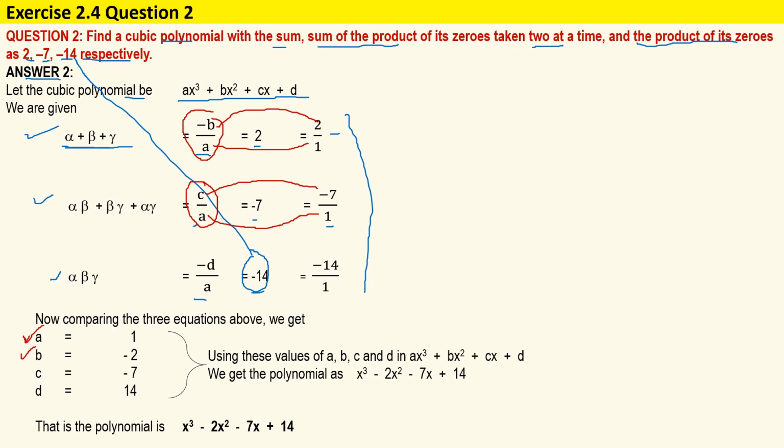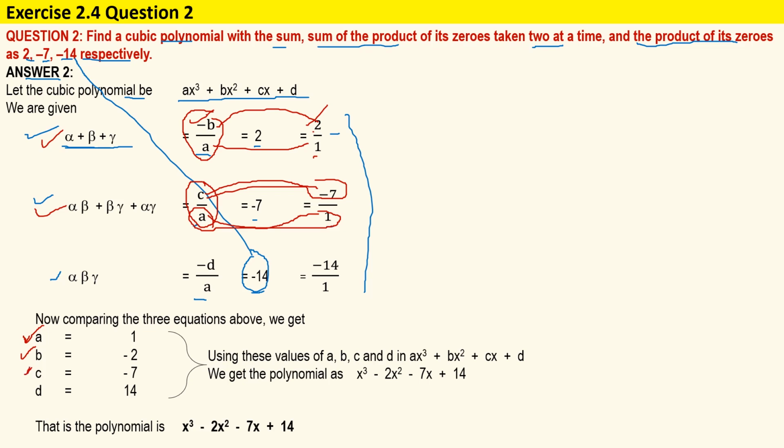Similarly, we can find the value of b from the first equation here. We have written that minus b by a is equal to 2 by 1, and minus b is the numerator on the right hand side, so b is equal to minus 2. C will be equal to minus 7, because if we see the second equation, the numerator is c, which is equal to minus 7, and the denominator here is a, and on the right hand side it is equal to 1. So c is equal to minus 7.